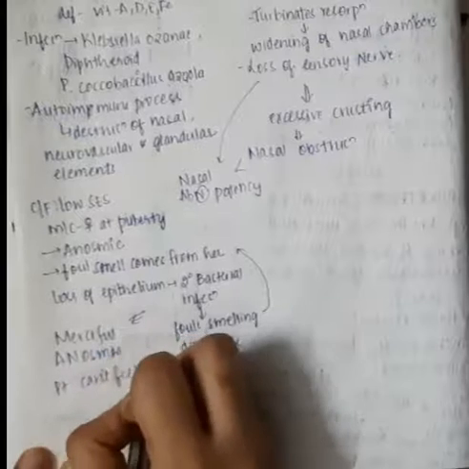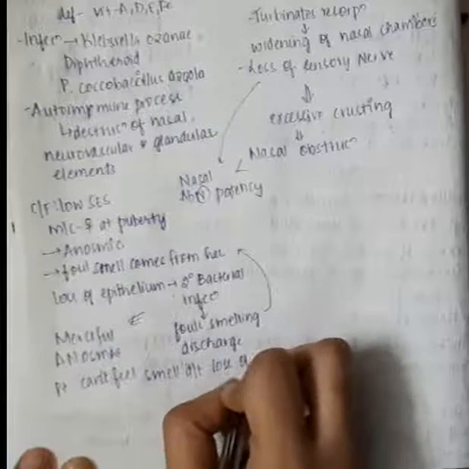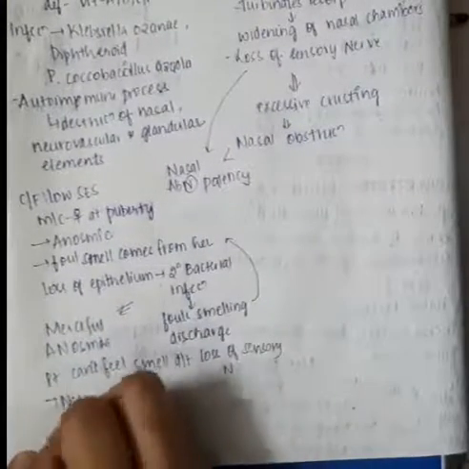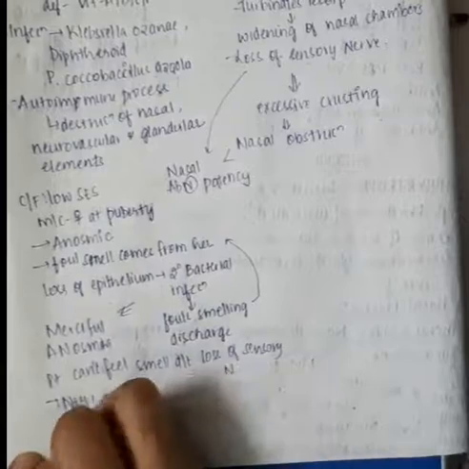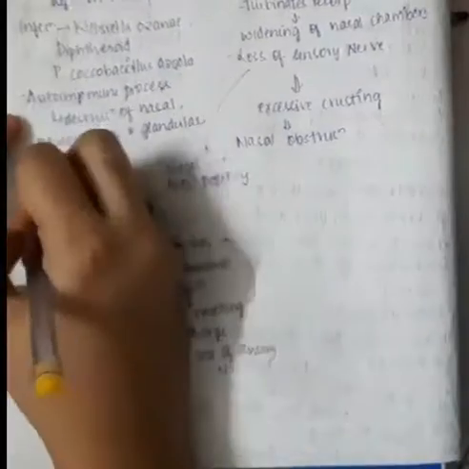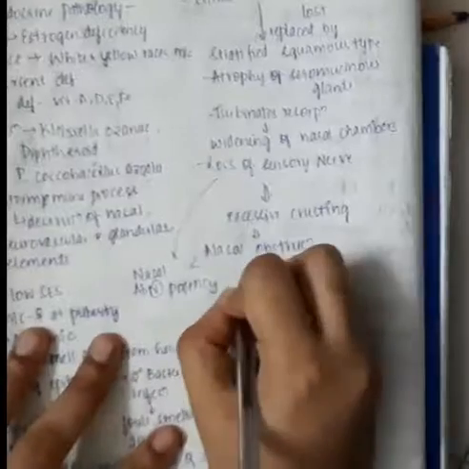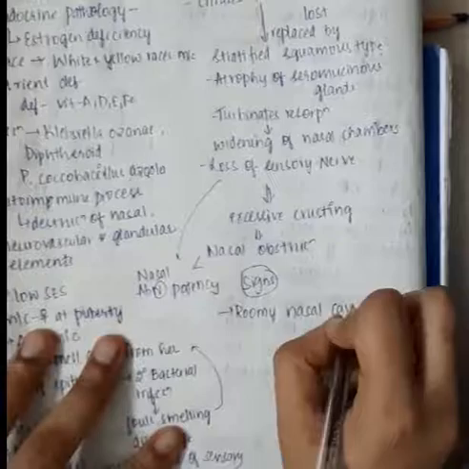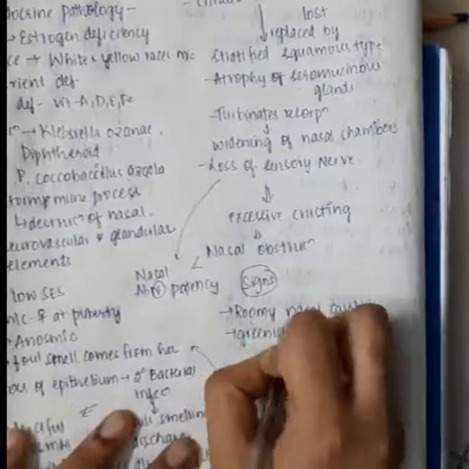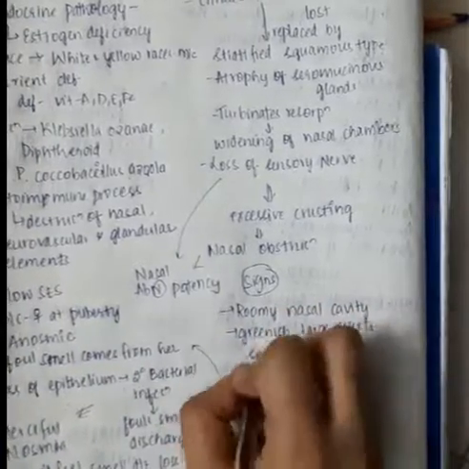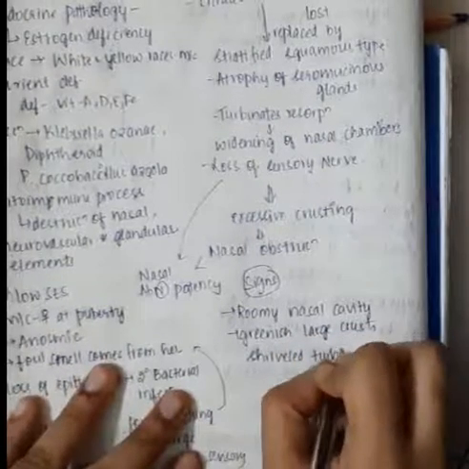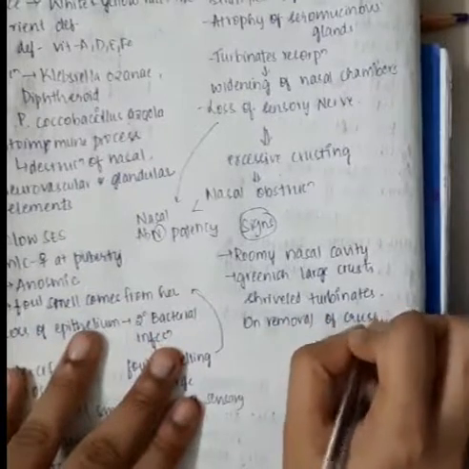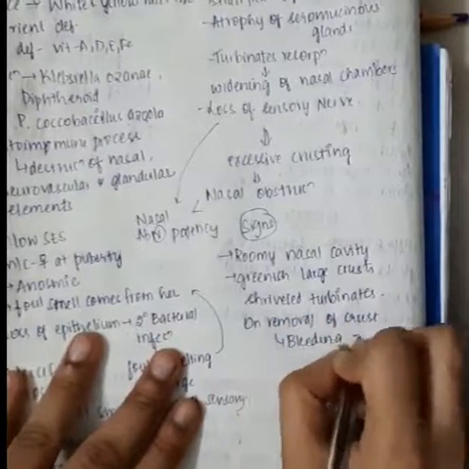Why can't the patient feel the smell? This is because of the loss of the sensory nerves, which I have already told you. Because of that, she can't feel the smell. Then there can be nasal obstruction and sometimes epistaxis. Now coming to the signs, most commonly a roomy nasal cavity will occur, with greenish large crusts associated with it and shriveled turbinates. Then if you try to remove the crust, bleeding can occur, which is important.